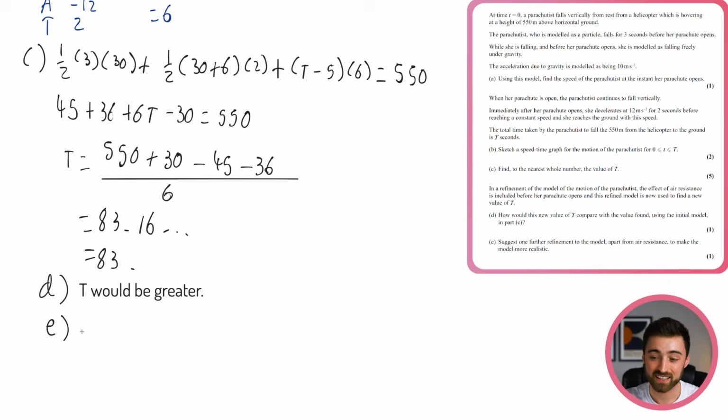So basically, there's loads of things, right? But I would probably say in this case, I would say allow for motion in other dimensions, right? And not just vertical, in other directions.